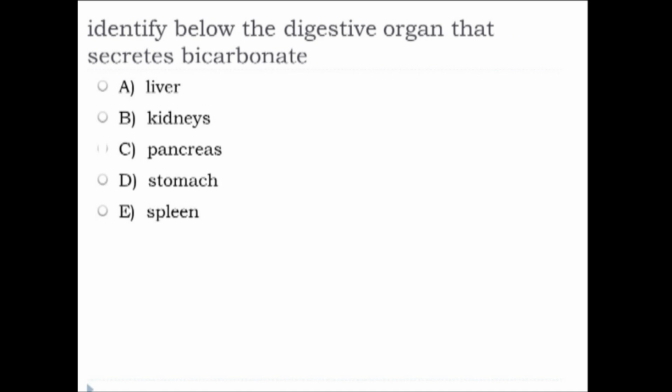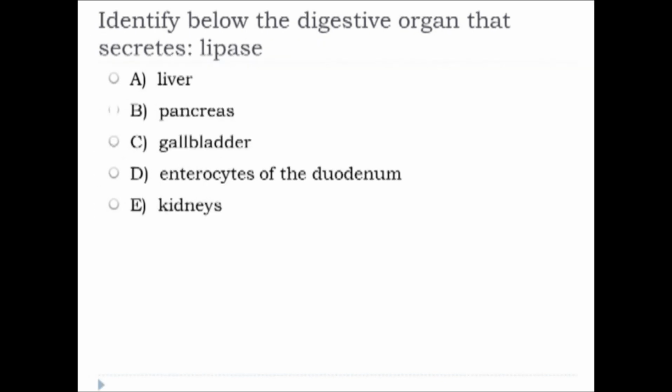Identify below the digestive organ that secretes bicarbonate. Pause here and select your answer. The correct answer is the pancreas. Next question. Identify below the digestive organ that secretes lipase. Pause here and select your answer. The correct answer is B, the pancreas.